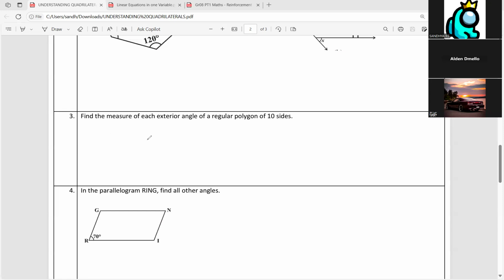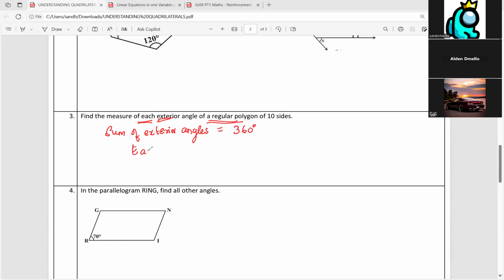Clear? Yes, ma'am. Next, find the measure of each, that means one, exterior angle of a regular polygon of 10 sides. So regular polygon means what is the meaning? All sides and all angles will be equal. That is the meaning. So what will be the sum of exterior angles? 180. No, 10 sides, so 8 into 180. See, both of you are making a mistake. It is exterior, not interior. Oh, the sum of exterior angles is 360 degrees.